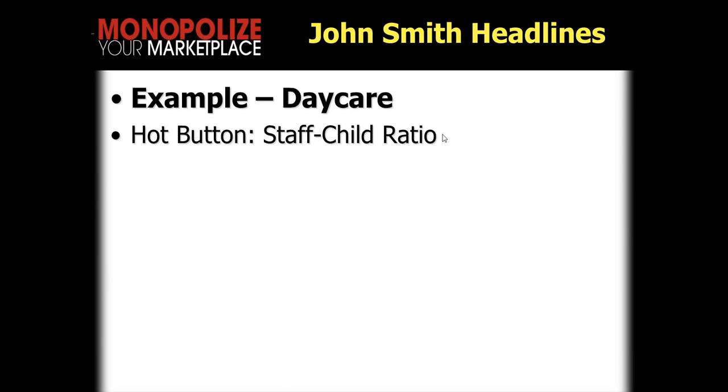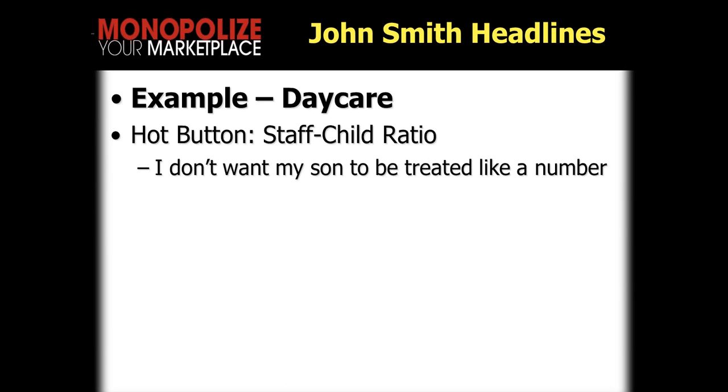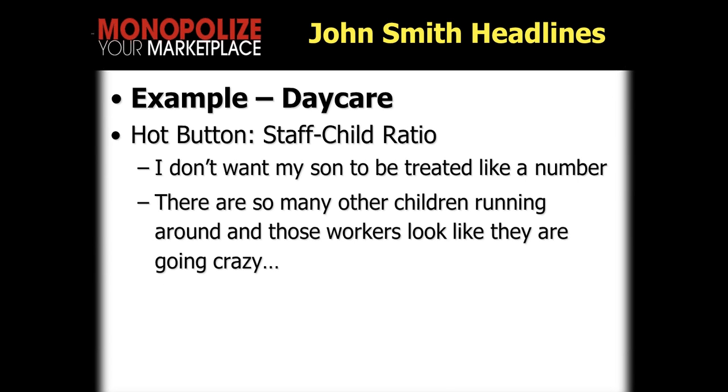This one is the staff-child ratio. Now, for the staff-child ratio, we would be frustrated if we felt like there were too many children and not enough staff, right? I mean, I don't know what the appropriate staff-child ratio is, but 20 to 1 is probably too many kids for one instructor. 2 to 1 is probably overkill. So I don't know. Let's see what would happen. How about this? I don't want my son to be treated like a number. Or, there are so many other children running around, those workers look like they're going crazy.